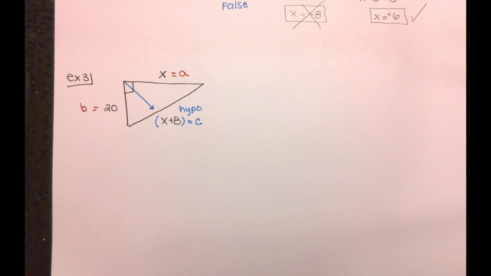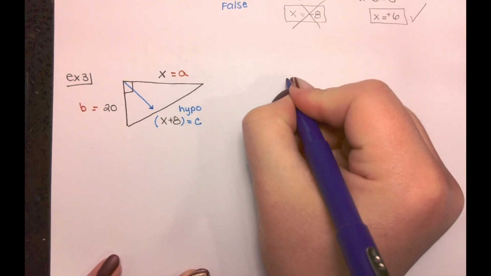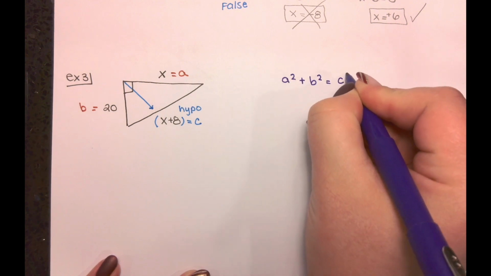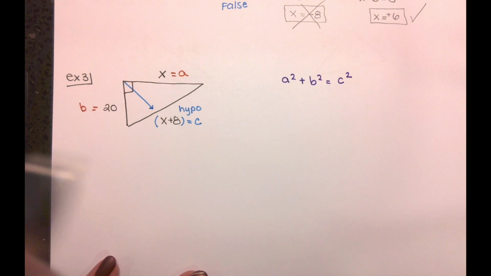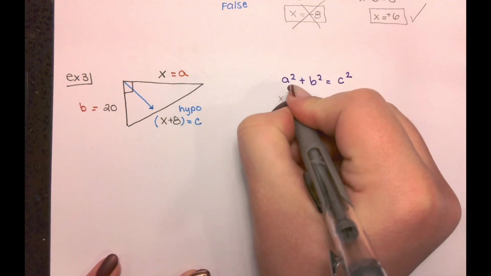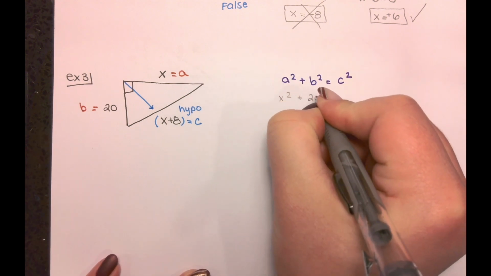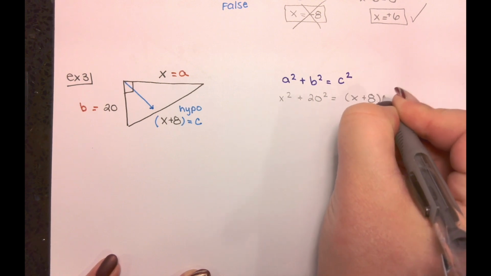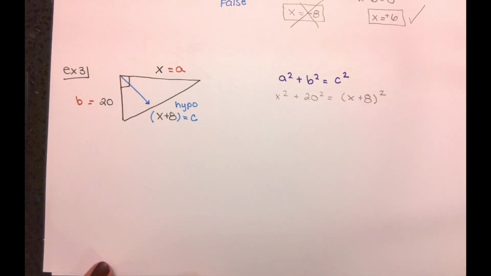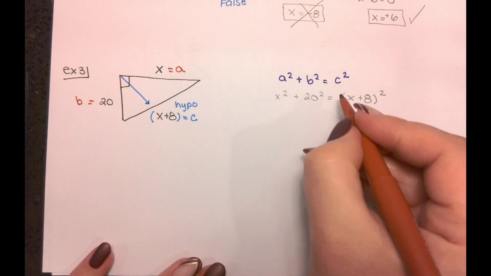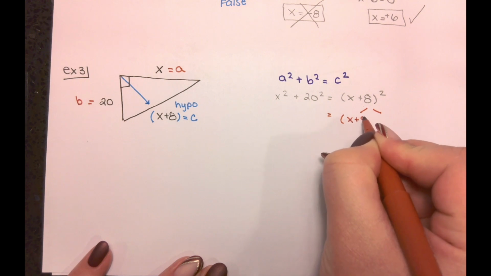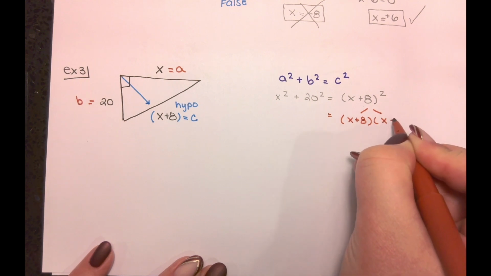We have our equation of a squared plus b squared equals c squared. A we have as x, b we have as 20, c we have as x plus 8. You must have parentheses there, that really matters. And then immediately when you see a binomial squared, a bubble squared, go ahead and write it out twice because that's what you actually have.